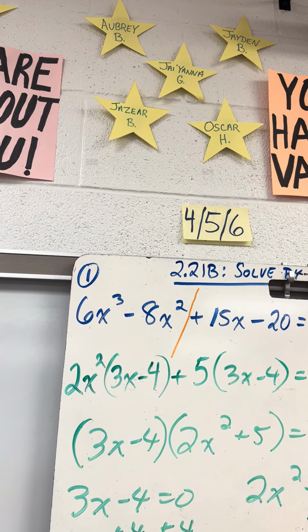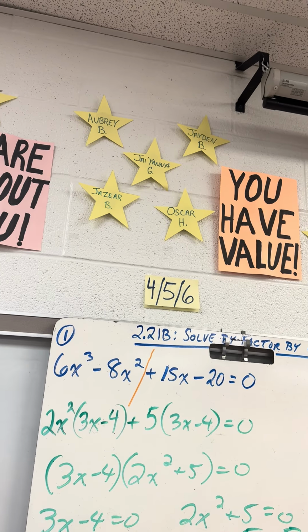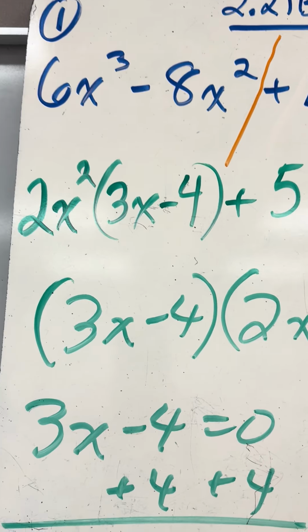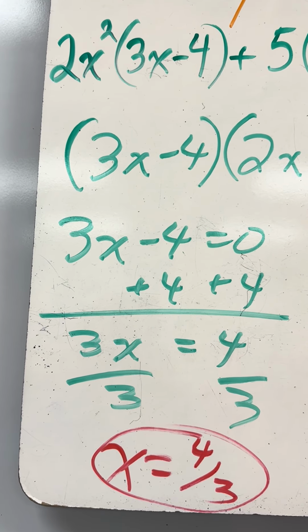So now you say 3x minus 4 equals 0, and 2x squared plus 5 equals 0. You're going to add 4 to both sides over here. You get 3x equals 4, divide by 3, and x equals 4 over 3.